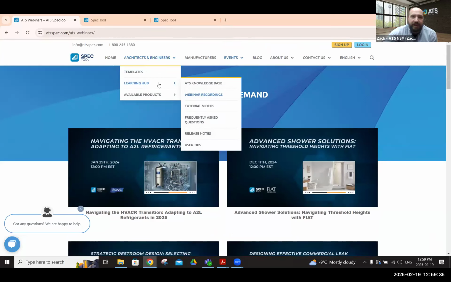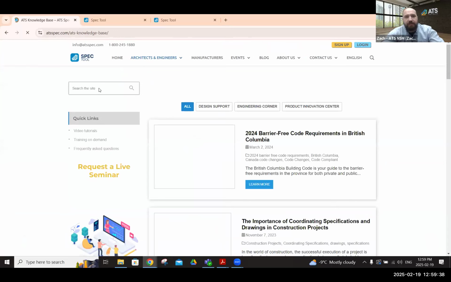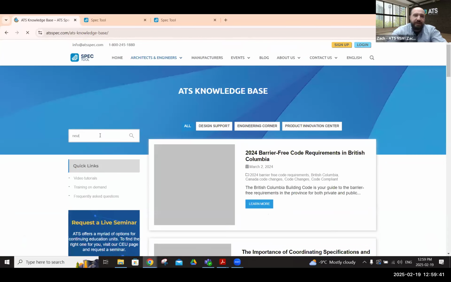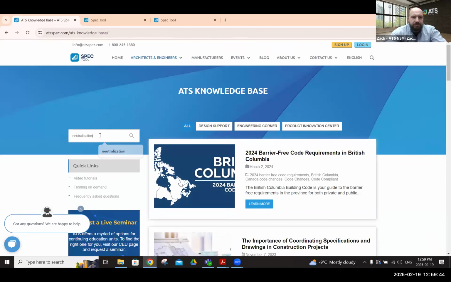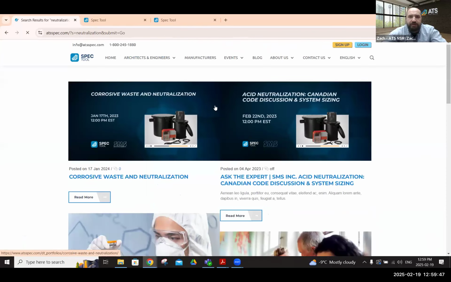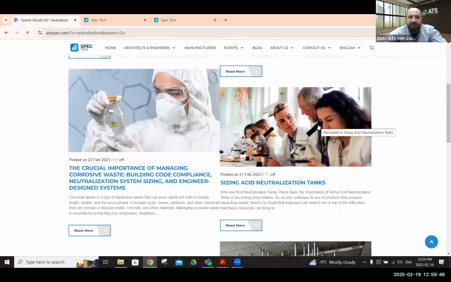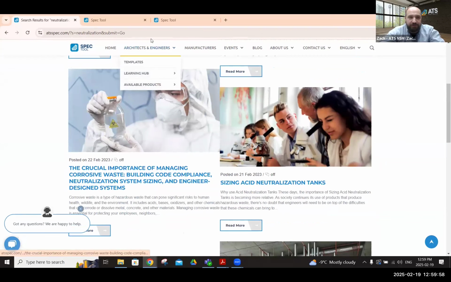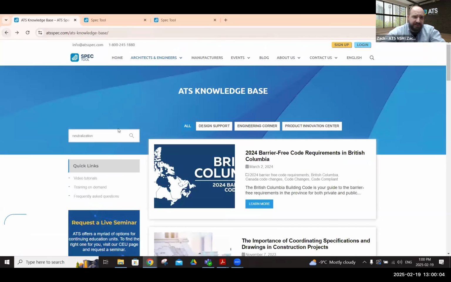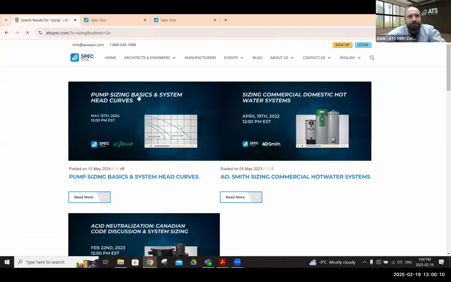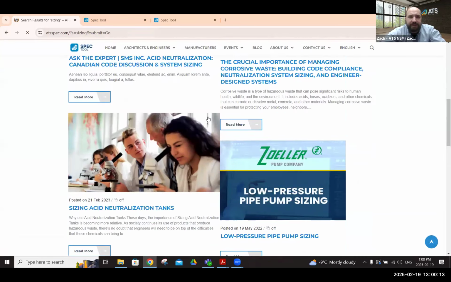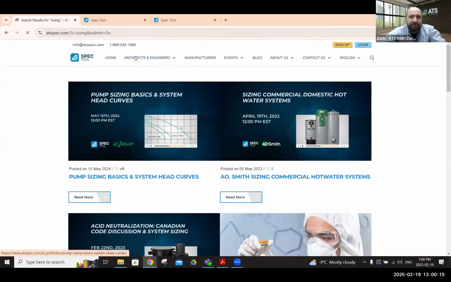You can also go back to that Learning Hub and go to the knowledge base. And here, if you search for, say, neutralization, you'll pull up the previous recording sessions that we've had, as well as our sizing acid neutralization guide, which will give you a walkthrough of how to get your fixture counts and do all the conversions that we talked about today. That'll all be accessible there. You could also search for sizing and get all sorts of sizing guides. So lots of different great information available from the Architects and Engineers tab.